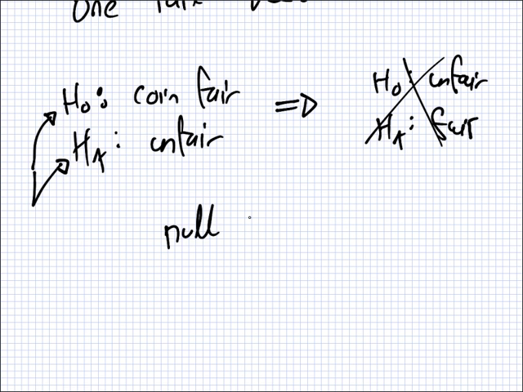You might want to make a little note of that. Whatever words you want to use, the null hypothesis is the innocent, natural, not unusual explanation, and the alternative is the guilty, unusual, something strange is happening explanation.